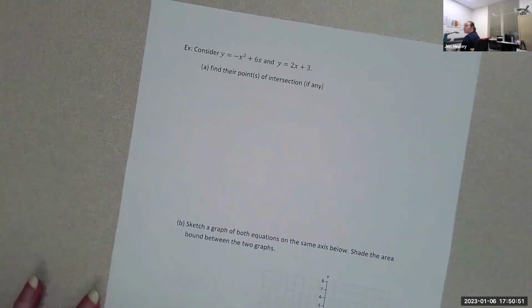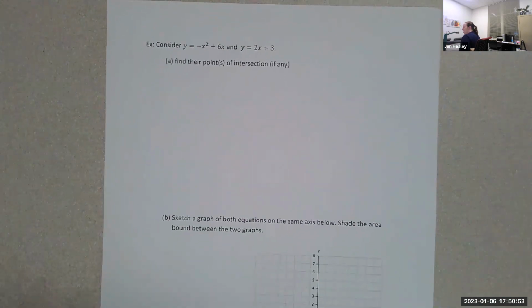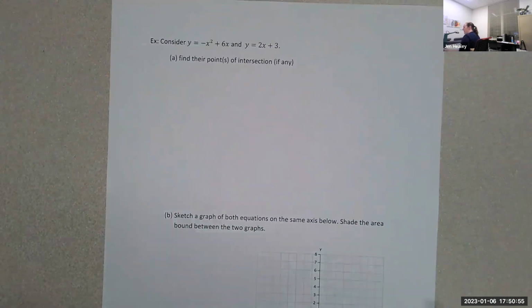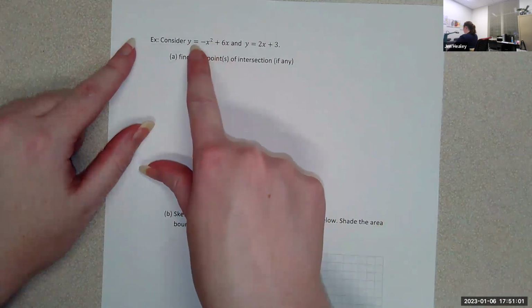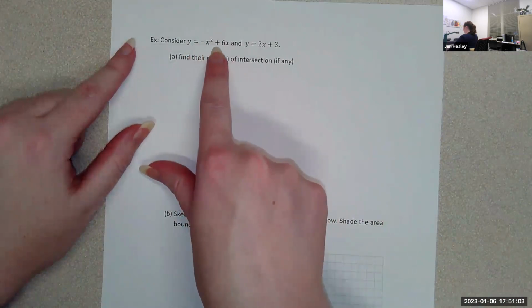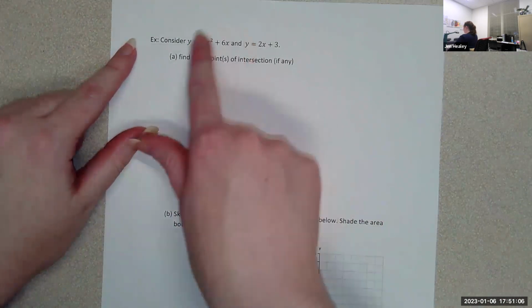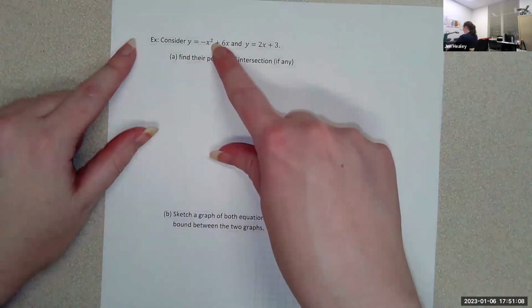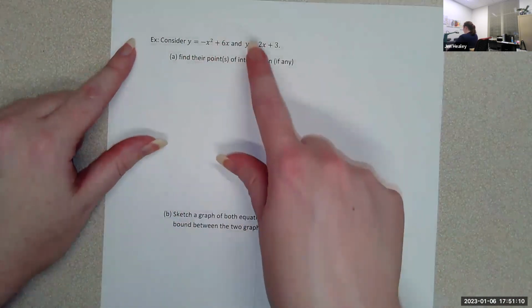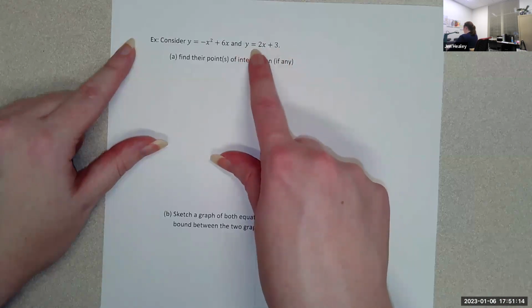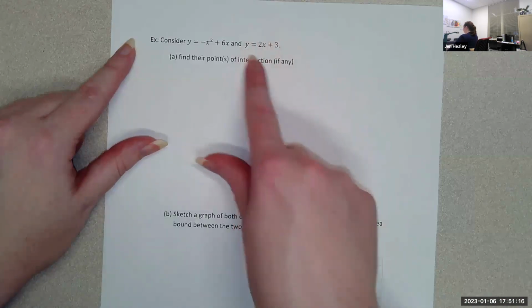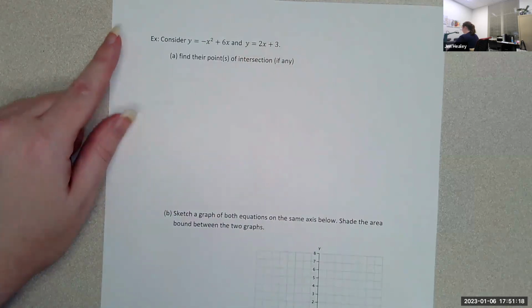We have one more page to do with our notes. And what this is going to do is combine the two things together that we were talking about. So we're going to consider these two graphs. This graph right here, y is equal to negative x squared plus 6x. That's a parabola, and I know that's a parabola because it has an x squared term in it. And this equation, y is equal to 2x plus 3, this is in y equals mx plus b form. So I know this is the equation of a line.